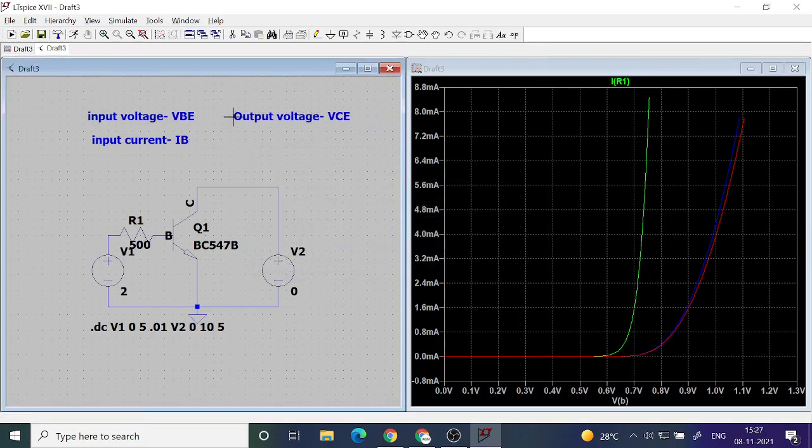So you keep the output voltage constant either at 0 or at 5 or at 10. And you do the input characteristics, that is, gradually vary the input voltage and see the variation of the input current, and you are getting 3 curves correspondingly. Any questions?